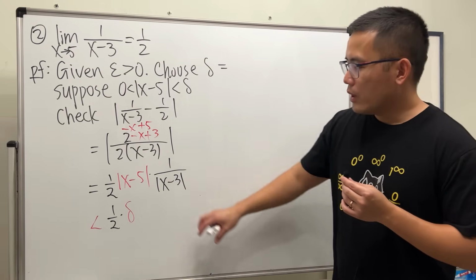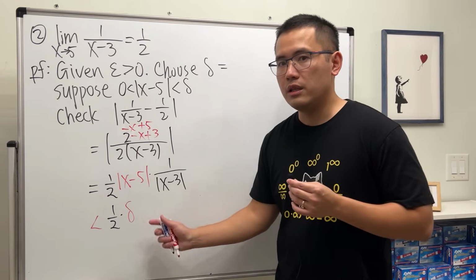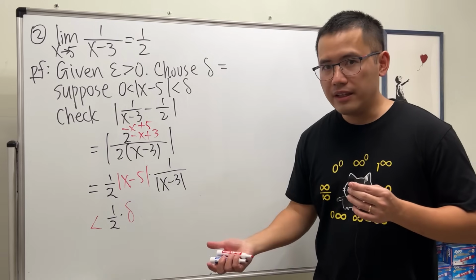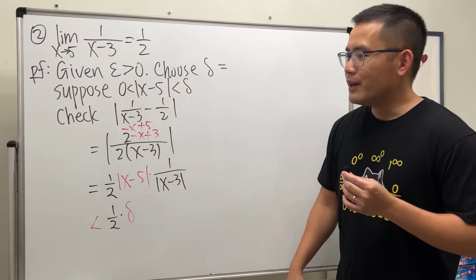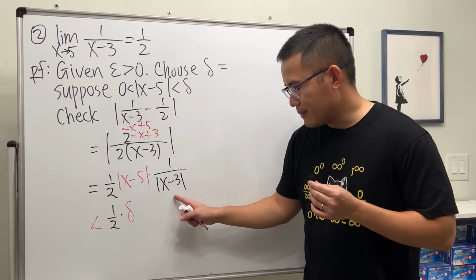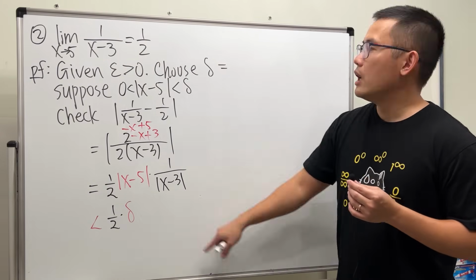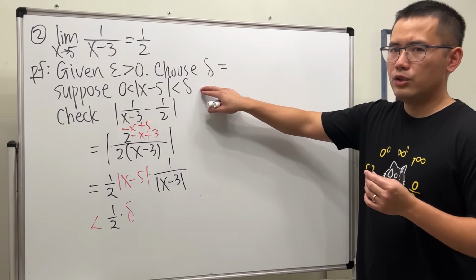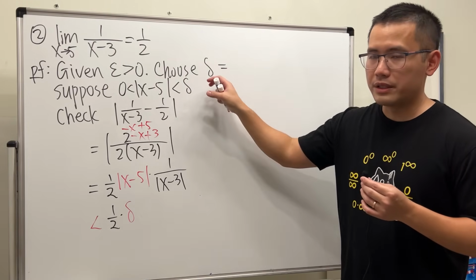Here's the thing though. Usually when we go from here to here, hopefully we can just have an expression in terms of delta. And then later on, we will be able to figure out what delta should be in terms of epsilon. But anyway, we need to have a bound for this. Here's how we do it. We want to have another condition on delta so that we can work with this inequality.